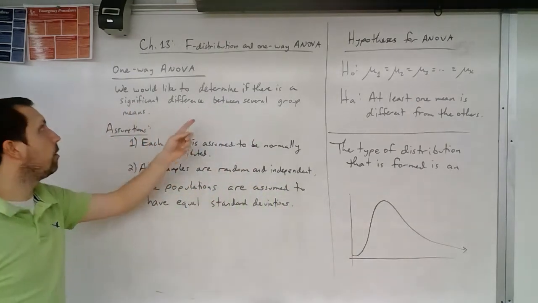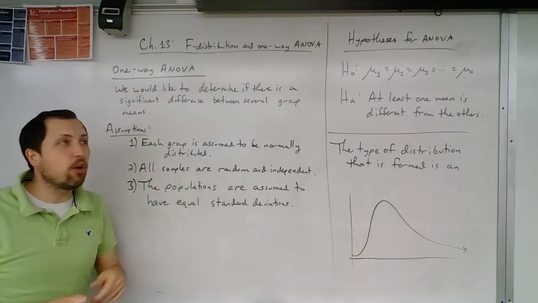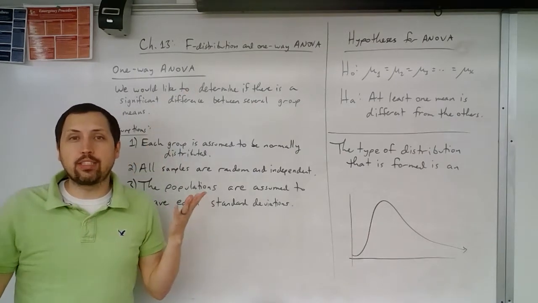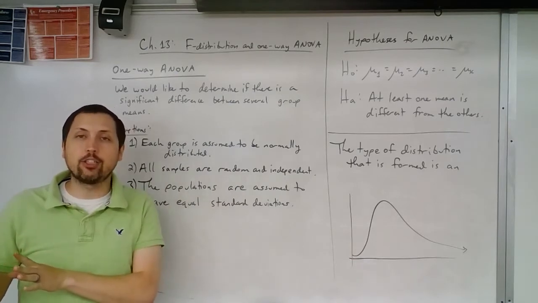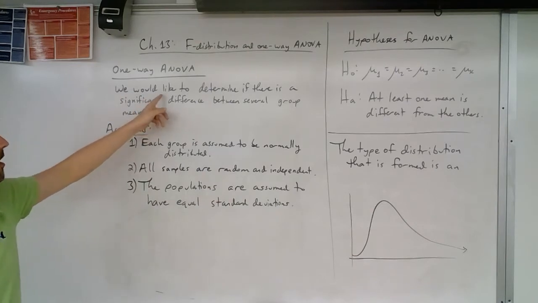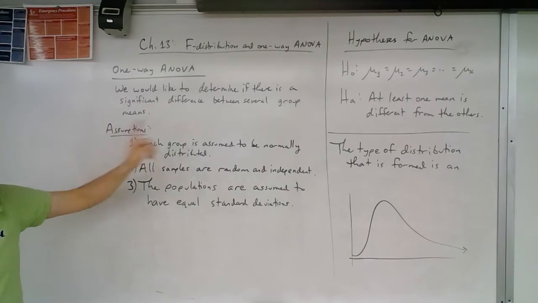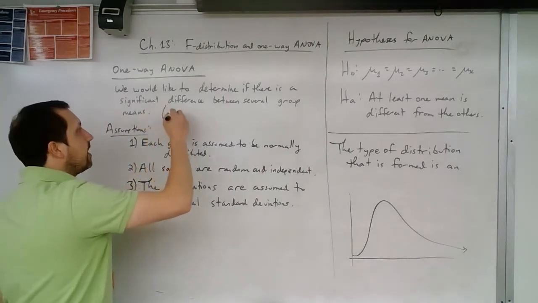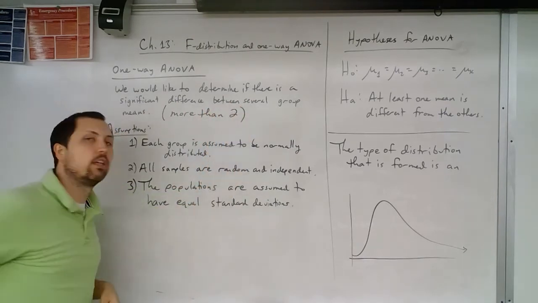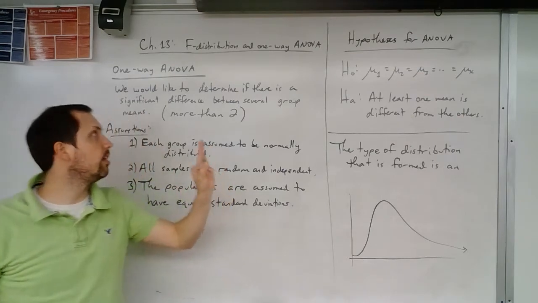We're going to be using what's called the one-way ANOVA test. ANOVA is an abbreviation for analysis of variance. Variance, we said, is the square of standard deviation. It tells us some type of spread of our data. What we'd like to determine is whether there is a significant difference between several group means, and by this I mean more than two. If I have three or more groups, we're going to have a brand new test.